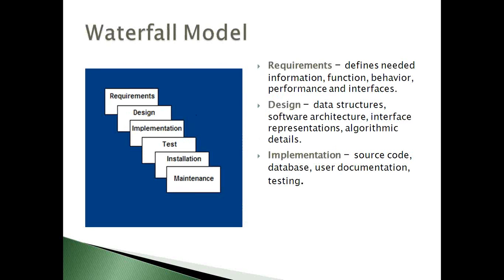So let's see the first one, the waterfall model, where we will have the different phases: requirements, design, implementation, test, installation, and maintenance. In requirements, we will define the needed information, the function, the behavior, the performance, and the interfaces. When it comes to the design phase, here we need to design the architecture, that is, what type of architecture will suit the client's business based on the requirements specified by him.